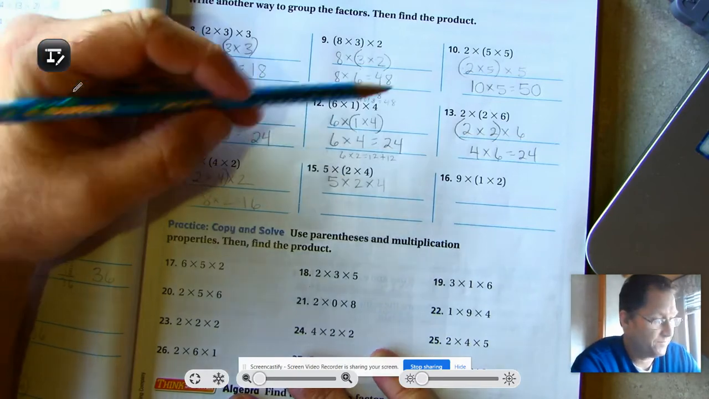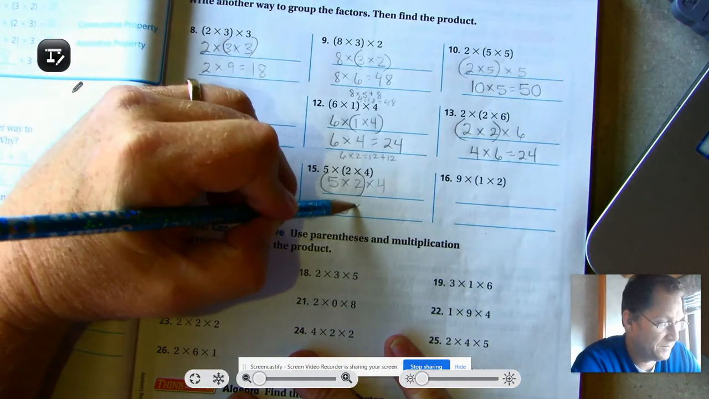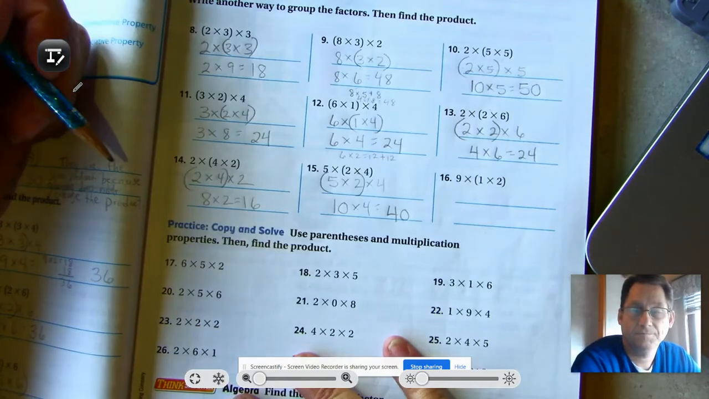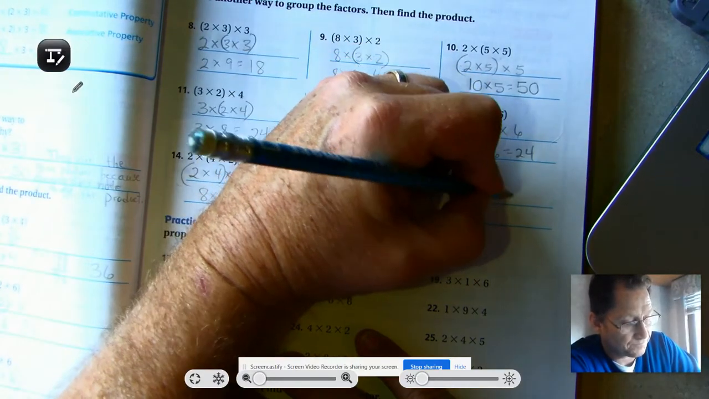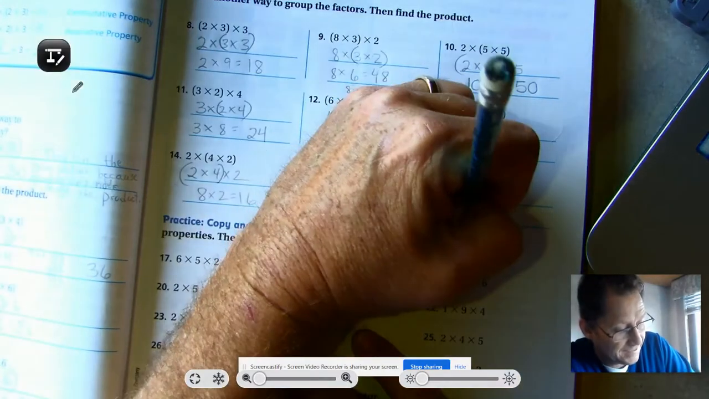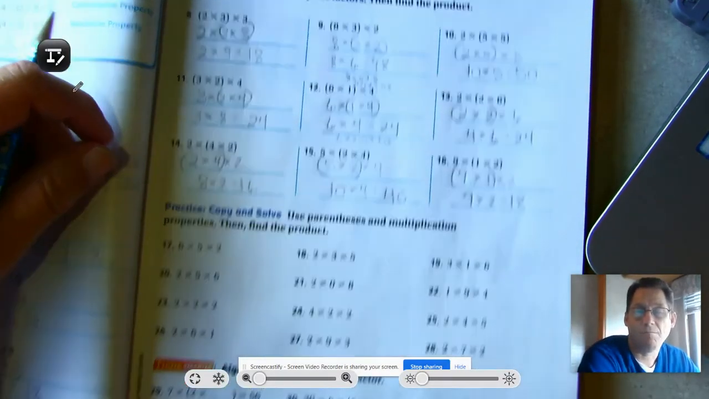5 times 2 times 4. We can group 5 times 2 instead and get 10 times 4. 10 times 4 is 40. 9 times 1 times 2. We can group 9 times 1 instead and go 9 times 2, which is 18.